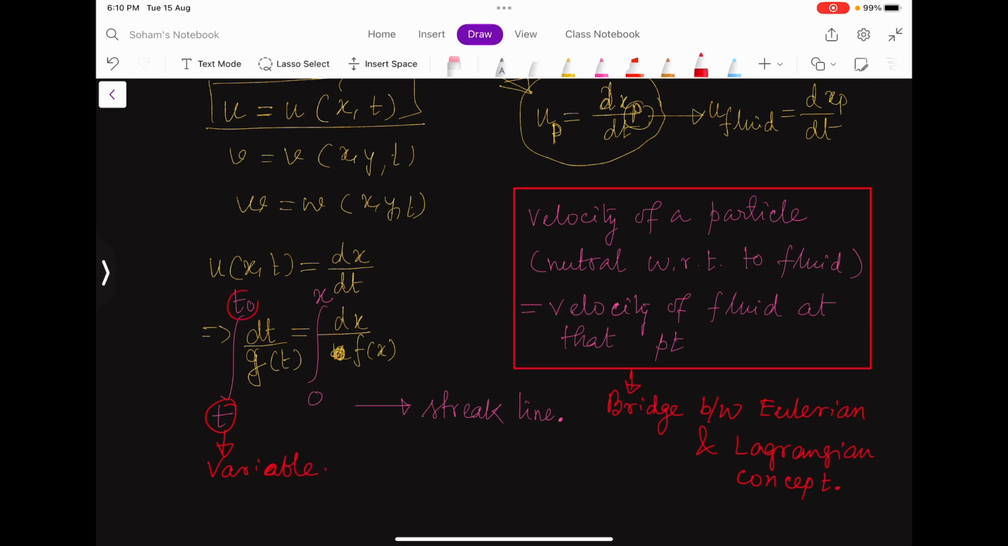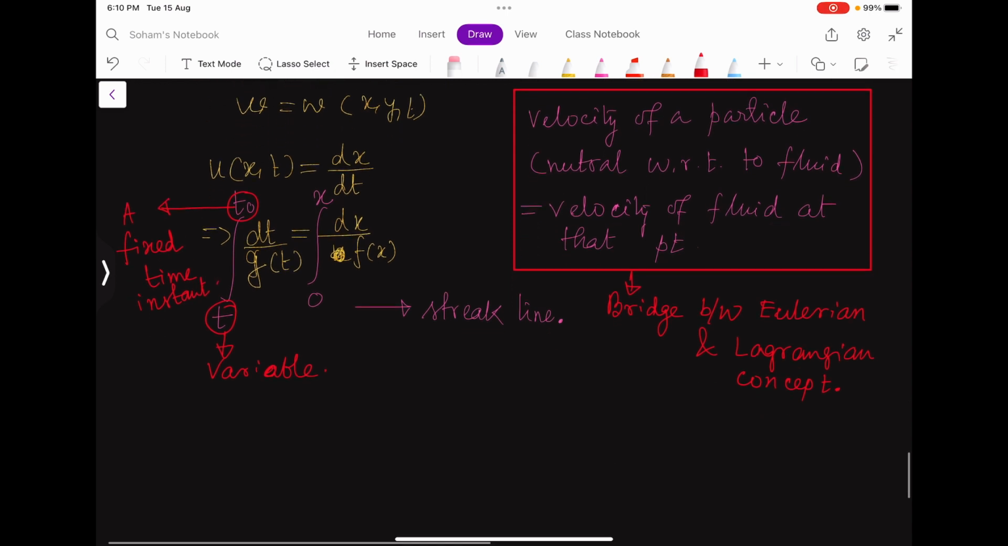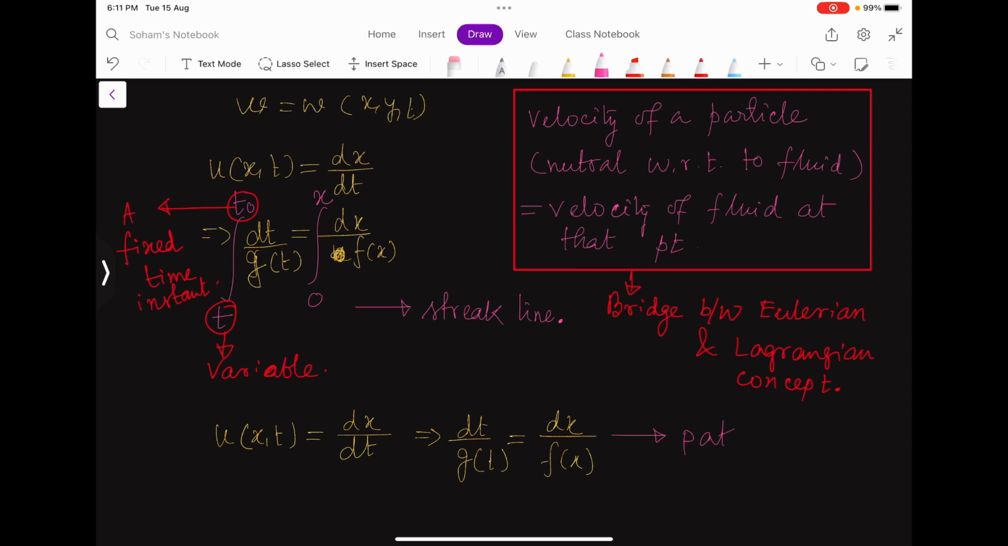Okay. And this will be a fixed time instant. Fixed time instant. But if you are deriving the same, but now your objective is to derive, let us say, the path line.